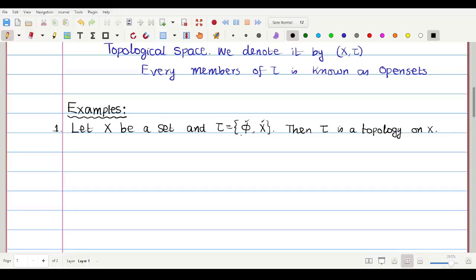So these three conditions are satisfied for this tau. For an arbitrary union, these are the possibilities: empty union empty, empty union whole set, whole set union empty, and whole set union whole set. No other combination is possible. So any union we take gives either the empty set or the whole set. Likewise, any intersection gives either the empty set or the whole set. Therefore this tau satisfies all the conditions, hence this tau is a topology, and it is known as the indiscrete topology.